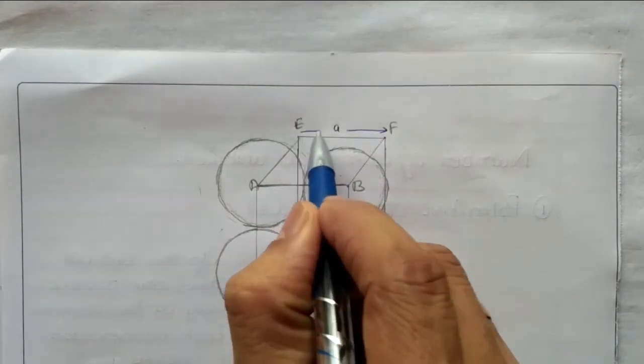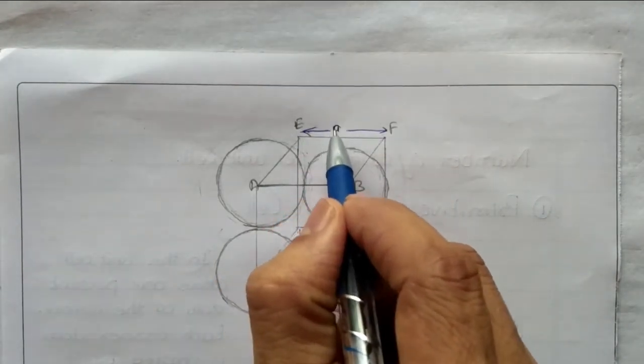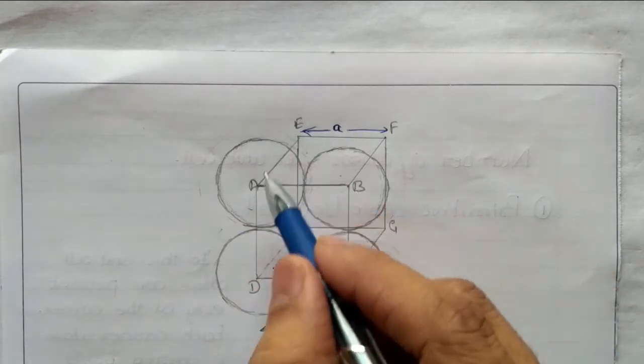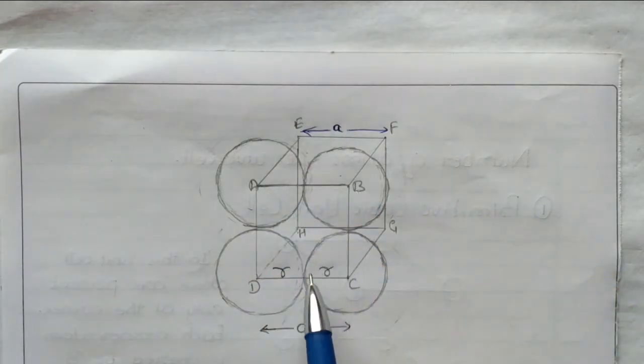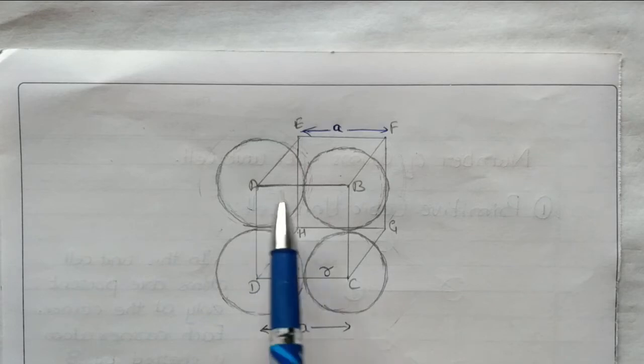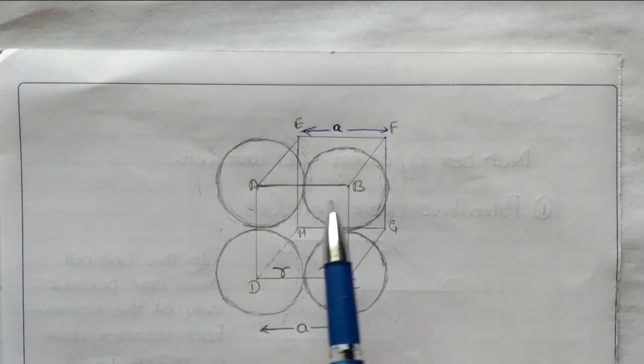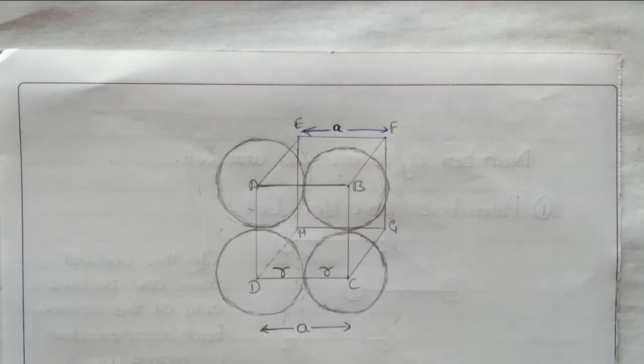So it is a cube, same length a, and atom or sphere of radius r. So in a simple cube we know they are touching each other. So they are touching each other.